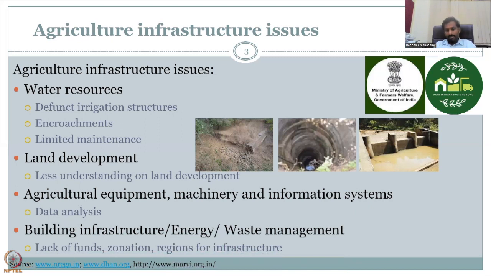For the building of infrastructure, energy, and waste management, there is a lack of funds. As I said, agricultural systems are a very important system, but the government cannot pay for everything by themselves. So normally a subsidy is given: 70% paid by the government, 20% paid by the people, and 10% from private agencies. So there's always a give and take. The percentages differ, but there's always a lack of funds.